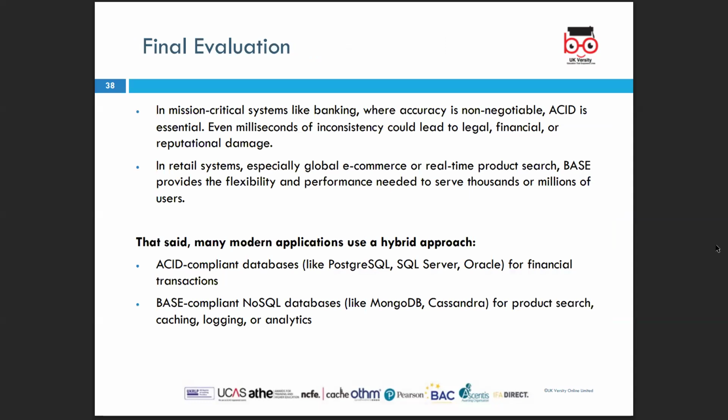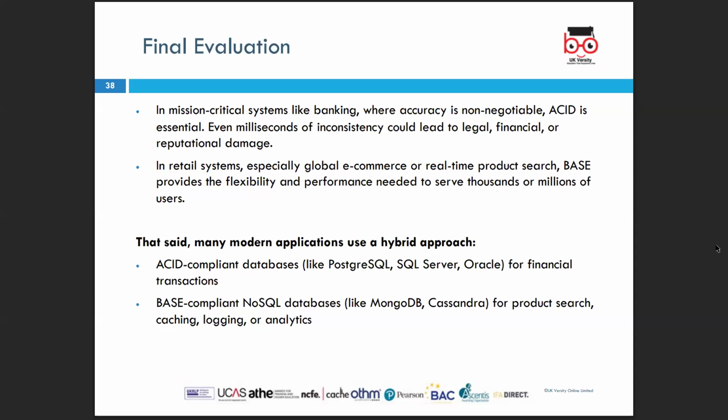When it comes to the final evaluation, we know that in mission-critical systems like banking, where accuracy is non-negotiable, ACID is essential. Even milliseconds of inconsistency could lead to legal, financial, or reputational damage. In retail systems, especially global e-commerce or real-time product search, BASE will provide the flexibility and performance needed to serve thousands or millions of users.